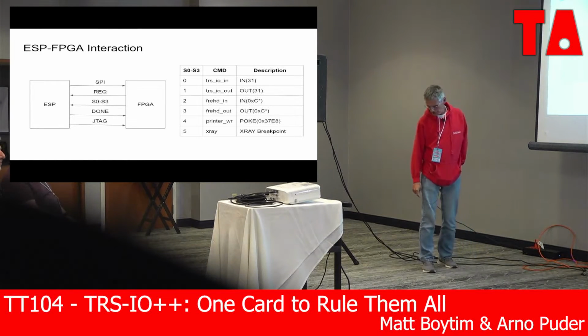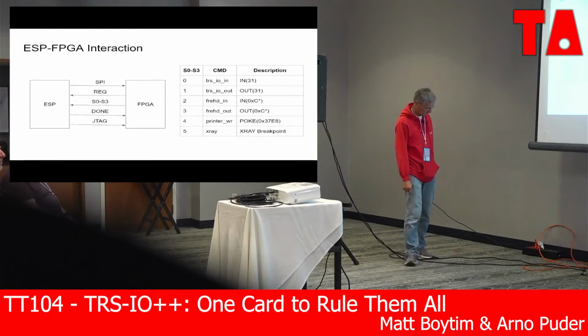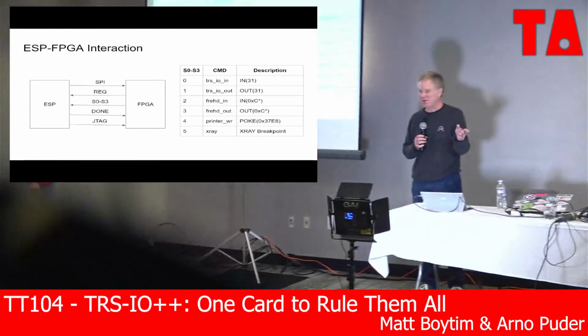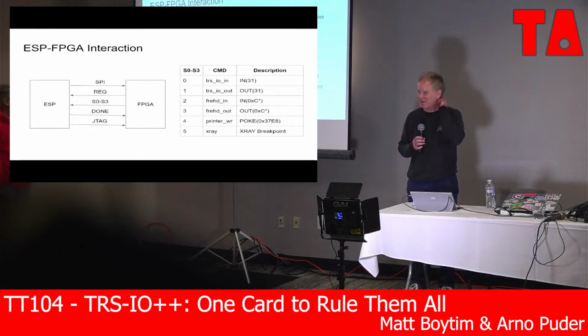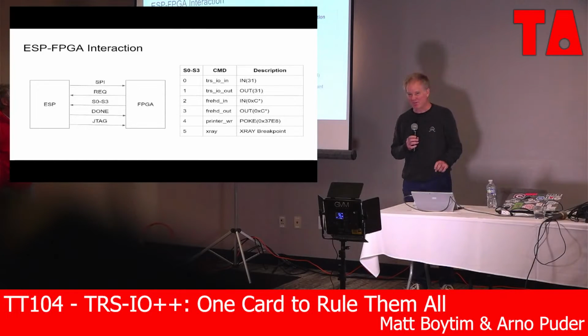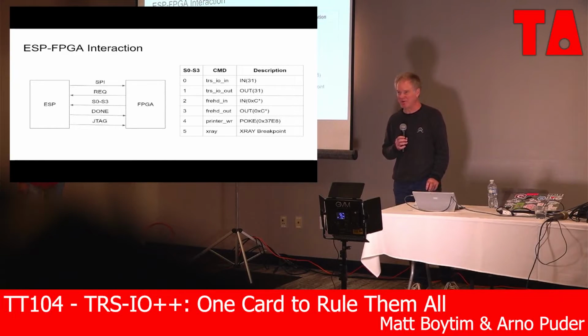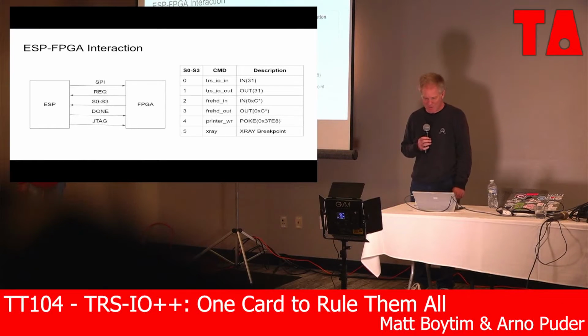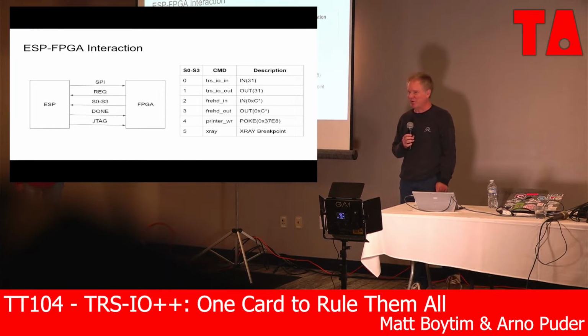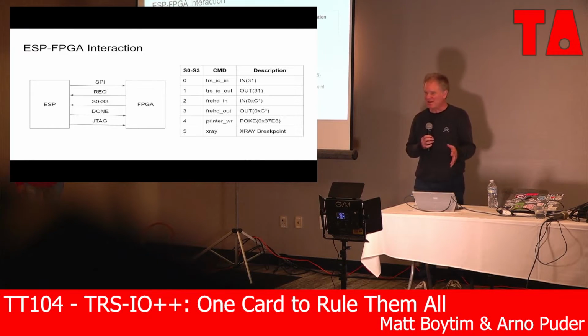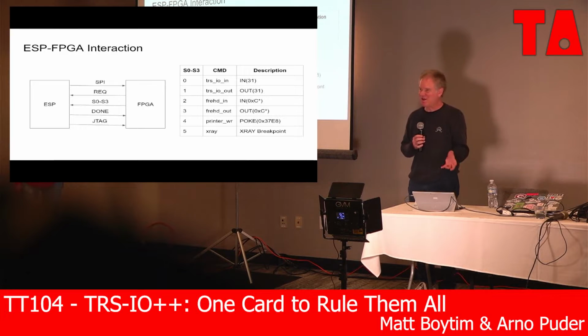So this is Arno again. I wanted to talk about the interaction between the ESP and the FPGA. And actually a lot of that was basically adopted from TRS-IO, because it is almost identical with TRS-IO. So ESP and FPGA communicate via SPI protocol, where the ESP is the primary and FPGA is the secondary.